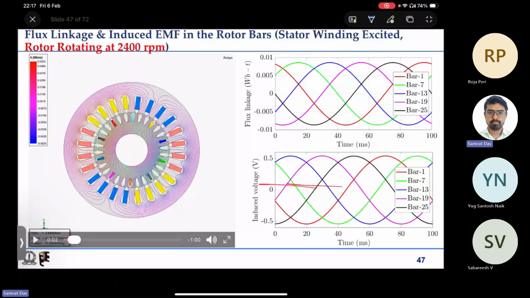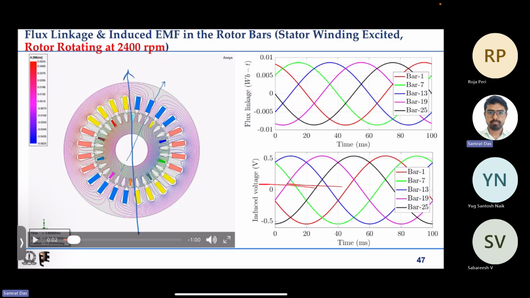If I run this now, do not focus on the rotor, but focus on the stator. Say this is the R phase axis, and this is the net field axis. Now at this instant of time, you can see that a lot of flux lines are actually enclosing the R phase conductors.